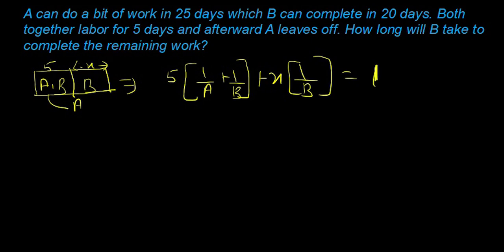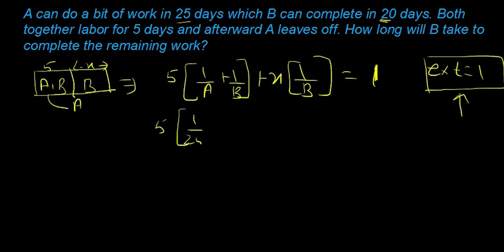As I already told you, efficiency times time equals 1. If you use this formula each and every time, you will get the answer, and you will get the frame to solve questions of work and time. Now just putting the values of 25 and 20 for A and B: 1 upon 25 plus 1 upon 20, plus x times 1 upon 20, is equal to 1.